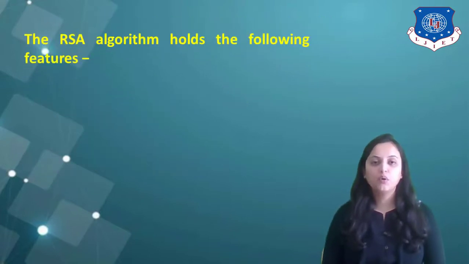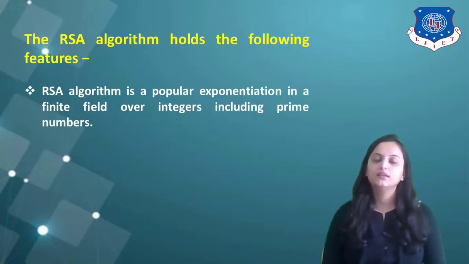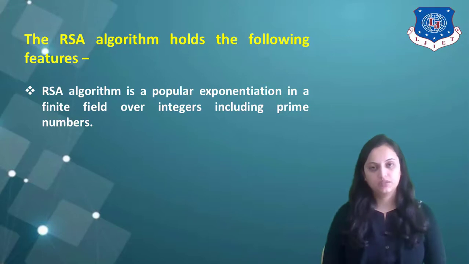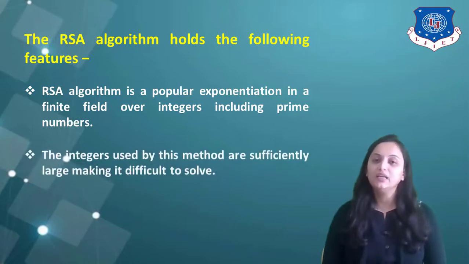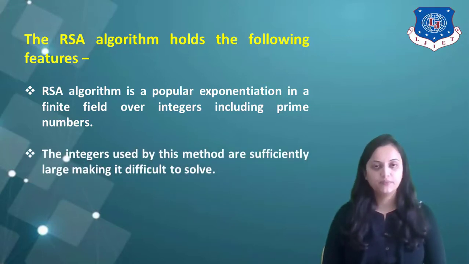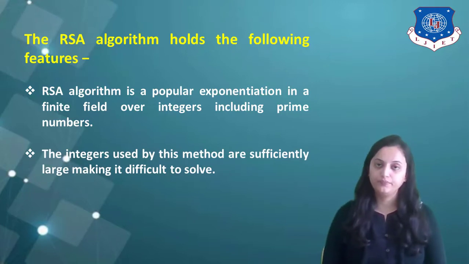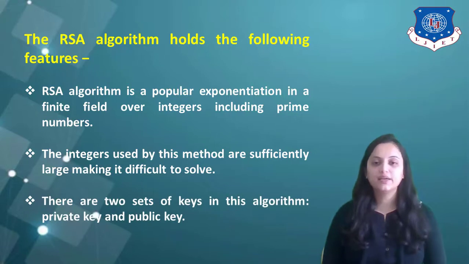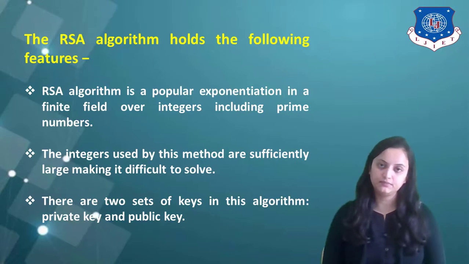The RSA algorithm holds the following features. First one, the RSA algorithm is a popular exponentiation in a finite field over integers including prime numbers. The integers used by this method are sufficiently large, making it difficult to solve. There are two sets of keys in this algorithm. The first one is the public key and the second one is the private key.